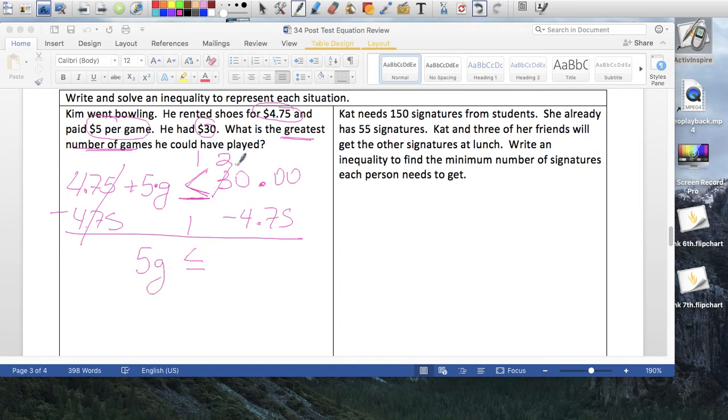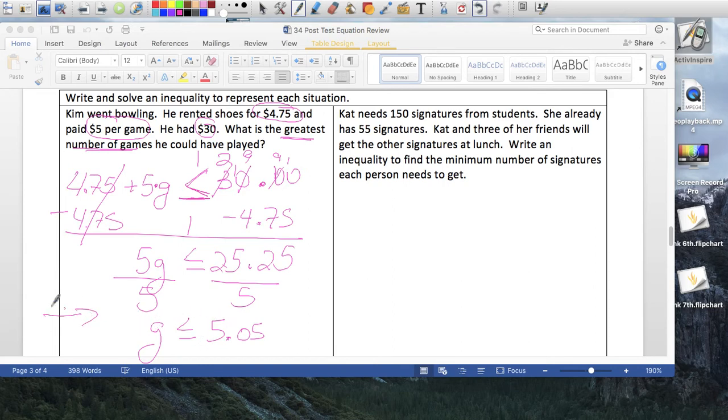Let's borrow, 3 becomes a 2, becomes a 10, becomes a 9, becomes a 10, becomes a 9, 10. 10 minus 5 is 5, 9 minus 7 is 2, 9 minus 4 is 5, and 25. Okay, so after he pays for the shoes, now he has $25.25. He's gonna play games, so divide by 5. And g, if you divide it, is gonna be 5.05. So the biggest number of games he can play, how many games can he play? 5 games.